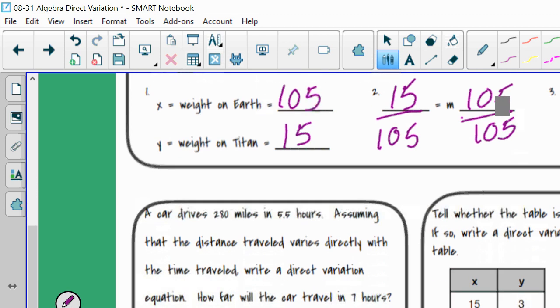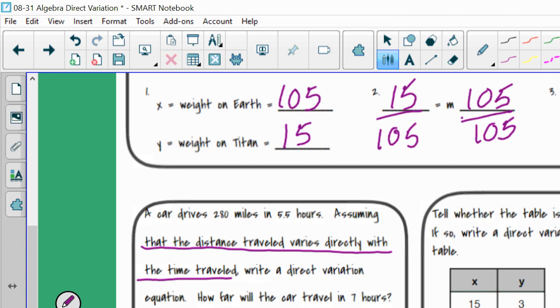Okay, let's look at our last two examples. A car drives 280 miles in 5.5 hours, assuming that the distance traveled varies directly with the time traveled. Okay, write a direct variation equation. How far will the car travel in 7 hours?